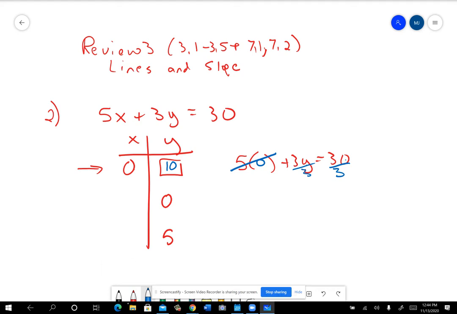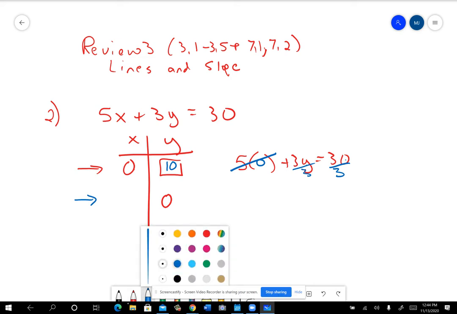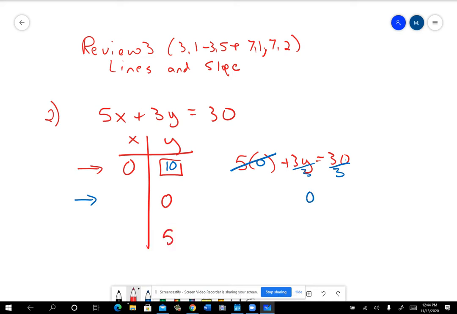Okay? For the second row, they're asking you to find the ordered pair where the y-coordinate is 0. So you would do the same thing, except you would go back to the original equation, and where the y should go, you'll put in a 0. Then that means 3 times 0 would be 0, and you'd have 5x equals 30, so you'd have to divide by 5, and that would tell you that x equals 6, and that would be the answer for that one.